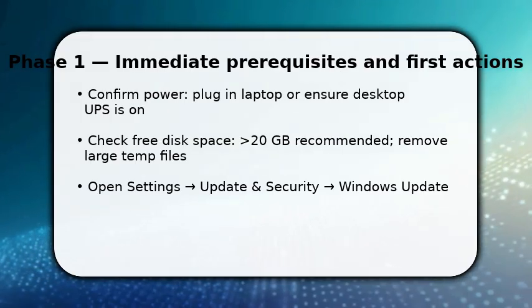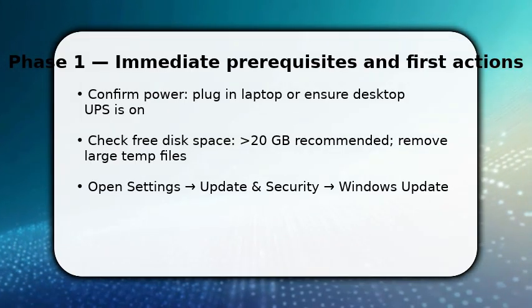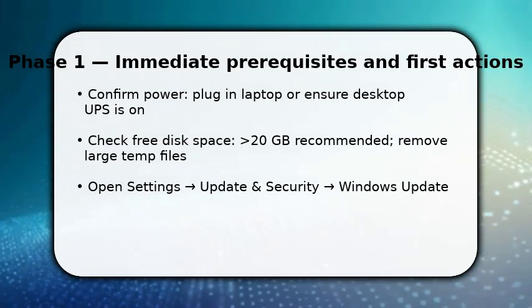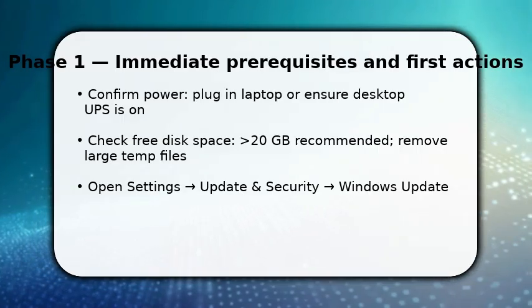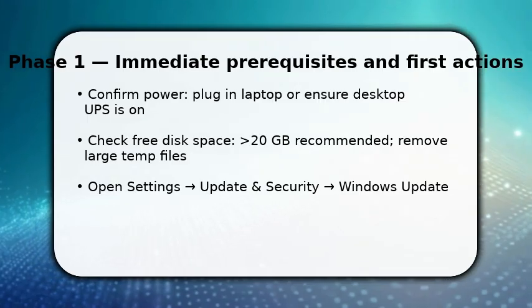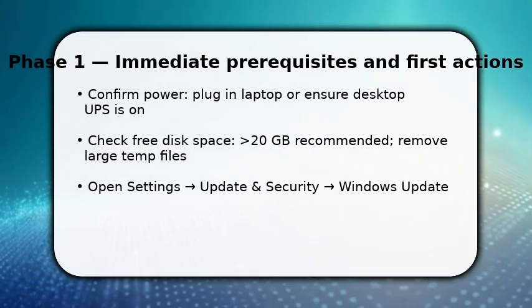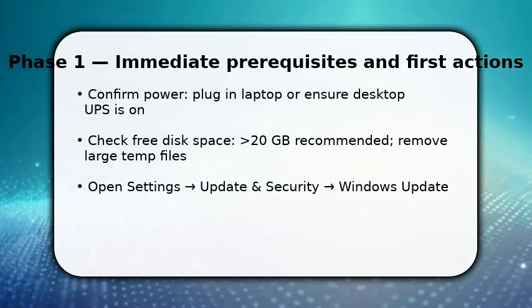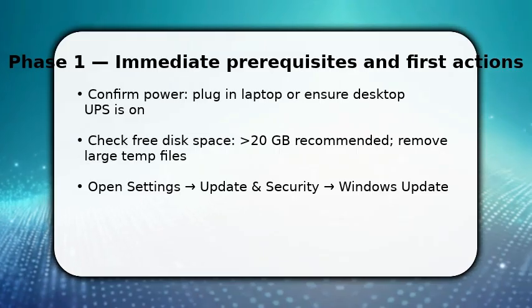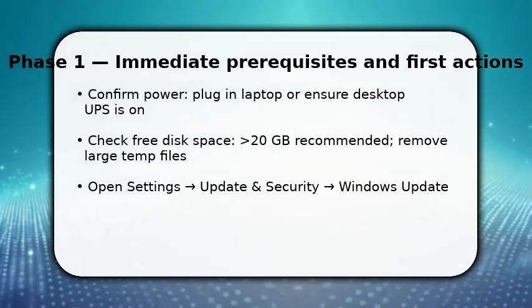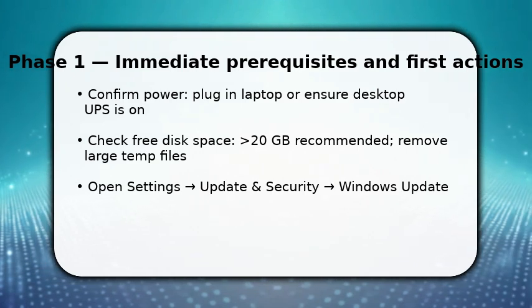You begin by making sure the machine won't die mid-update. Plug in the laptop or confirm the desktop UPS is active. Next, free up space if needed, aim for about 20 GB, delete large temp files and empty recycle bin so downloads won't fail. Then open Settings, choose Update and Security and click Windows Update. Start checking for updates now. This initial sequence ensures downloads complete reliably and avoids mid-process failures that require recovery or rollback.